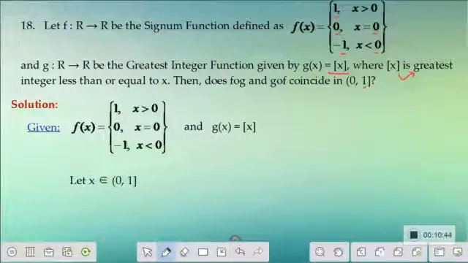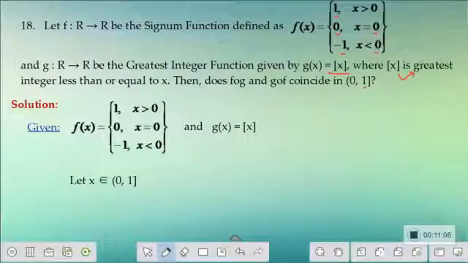When you take elements from this type of interval, we need to check whether f composite g and g composite f coincide or not. This means, will they be equal? That is, the values of f composite g and g composite f, will they be equal in this particular interval or not? This is what we have to check. So let's see how we're going to check it out.